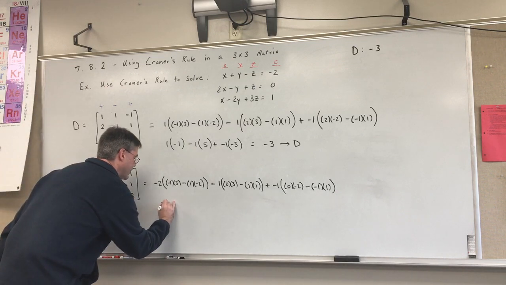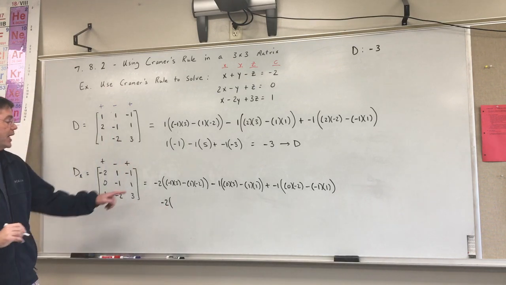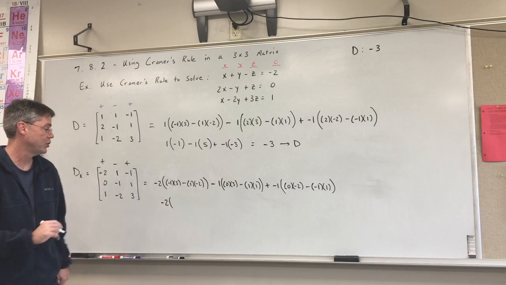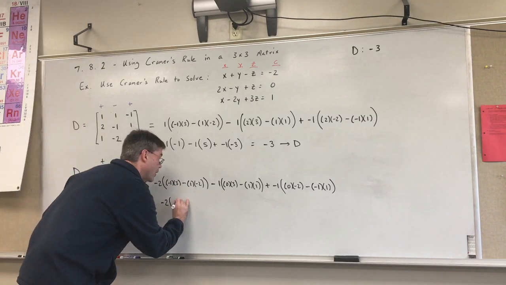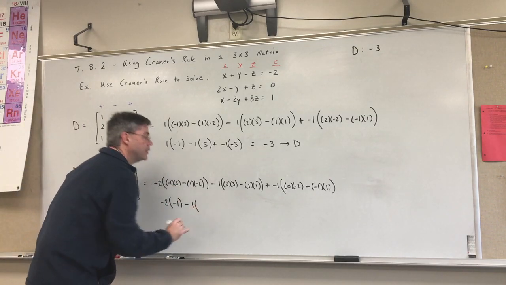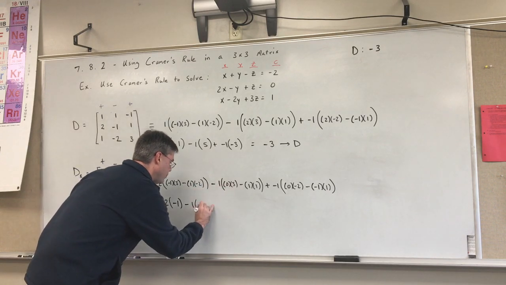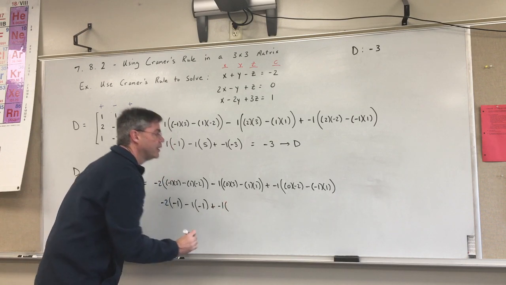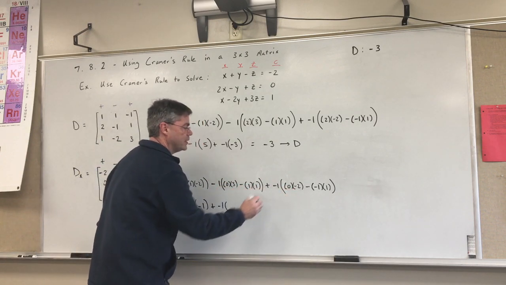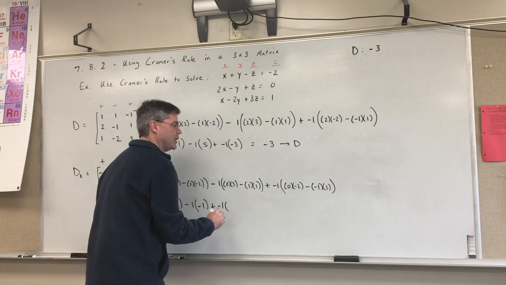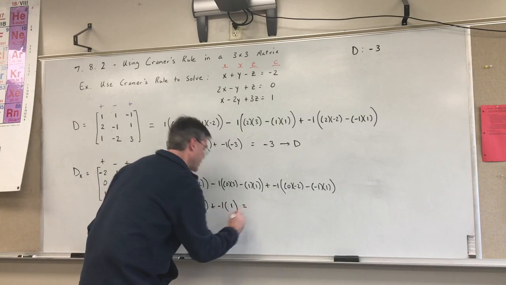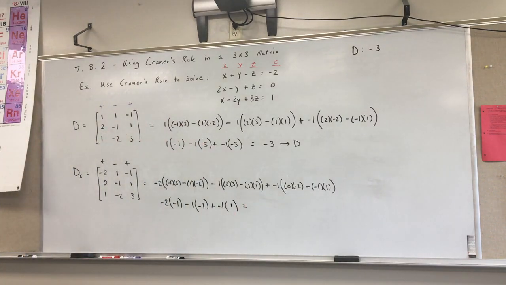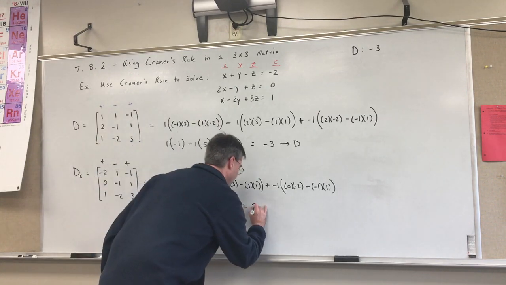So that's going to be negative 2 times negative 3 plus 2. Negative 3 plus 2 would be negative 1. Minus 1 times 0 minus 1, which is negative 1. Plus negative 1 times 0 minus negative 1, 0 plus 1 is 1. So that's going to be 2 plus 1, which is 3, minus 1, which is 2.